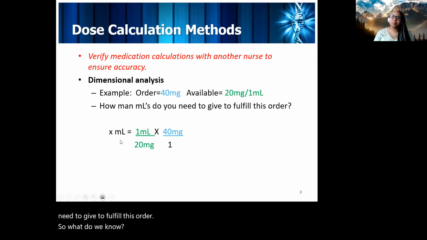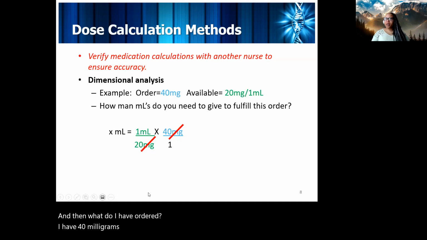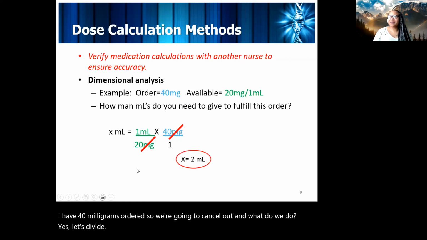So what do we know? We know we're looking for milliliters. So when you set it up, it should look like this. What I have available is I have 1 milliliter, and I know that 1 milliliter is equal to 20 milligrams. And then what do I have ordered? I have 40 milligrams ordered. So we're going to cancel out, and what do we do? Yes, let's divide. X is going to equal 2 milliliters.